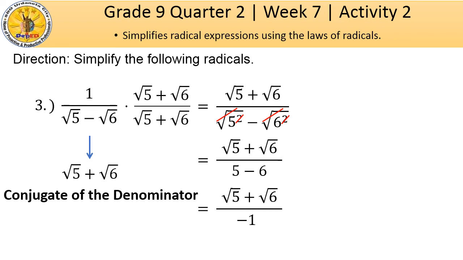We can still write this in simpler form. I-multiply natin ng negative 1 both numerator and denominator. And it becomes negative of binomial square root of 5 plus square root of 6. Or negative square root of 5 minus square root of 6.